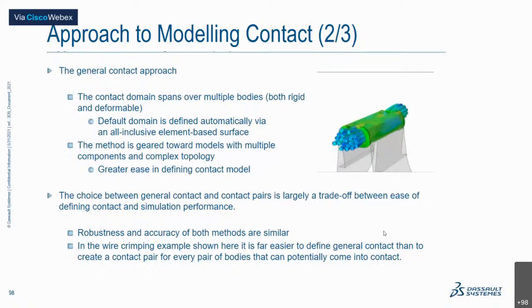Now, the choice between applying a general contact or the contact pairs is with the user itself. Both of them are very accurate in their own ways, but it's mainly a trade-off between the ease of defining a contact and the simulation process. For places where you are able to define the contact pairs individually, you should follow that. Else, if it's quite complex to define that, you can use the general contact option itself.